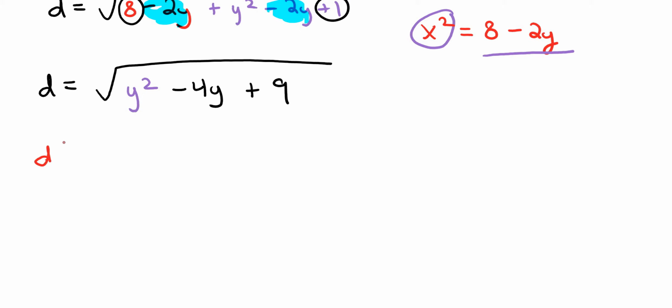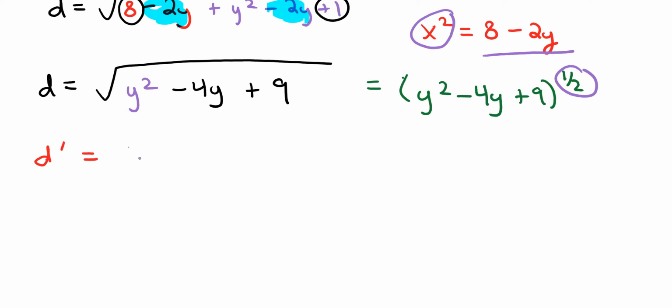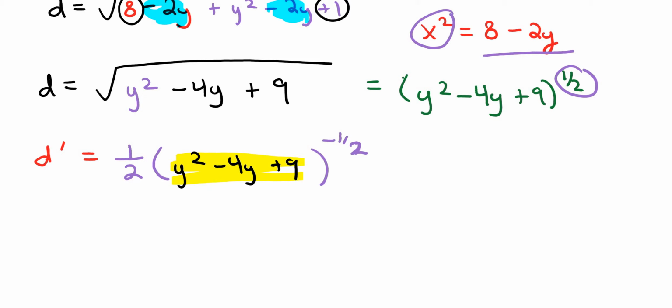So d prime. Now I know this is going to be the same thing as y squared minus 4y plus 9 to the power 1/2. So if I use the power rule here, I know that the 1/2 will come in front. So 1/2 bracket y squared minus 4y plus 9 to the power of negative 1/2. Right, so that's simply using the power rule, and then the chain rule states that I need to take the derivative of this inside term, and that's going to be 2y minus 4.